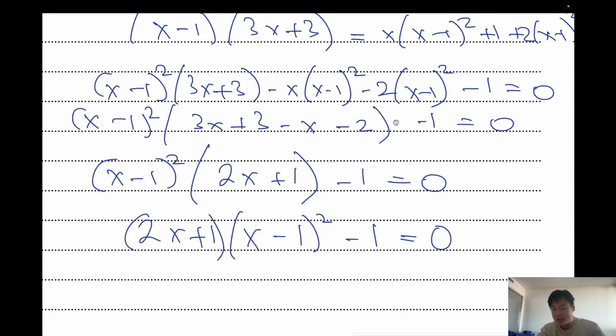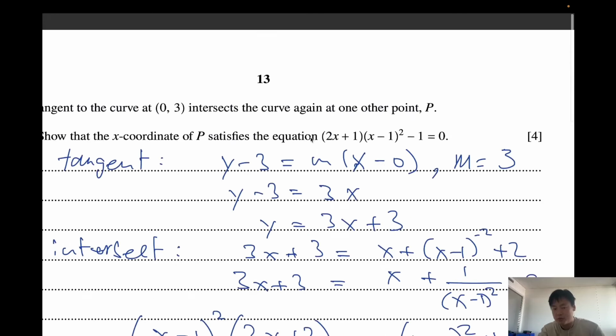And you can tell that the stuff inside the bracket simplifies into 2x plus 1, which, if you reverse the order, is allowed. This times this is the exact same thing as this times this. And now we have something that identically corresponds to what we wanted to prove. It satisfies.